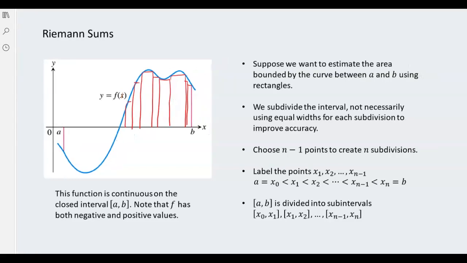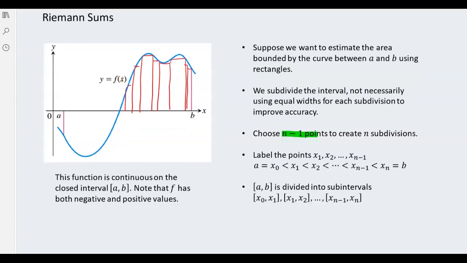We're going to choose n minus 1 points to divide the interval between A and B into n subdivisions, and we'll label those points x sub 1, x sub 2, up to x sub n minus 1. We just need to have a labeling convention to say where they are. And we're going to call x naught x sub 0. That's going to be at A. And x sub n, that's going to be at B. And then all of the other points are going to be in the middle. So x sub 1 might be here, x sub 2 might be here, x sub 3, and so on.